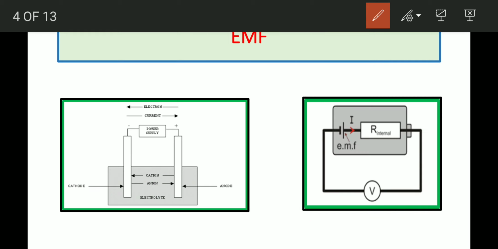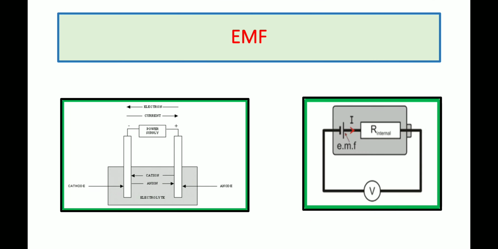There are two factors on which the EMF of a cell depends. First is the material of the electrode and the nature of the electrolyte. And apart from these two, there are no other factors on which EMF depends. There is a term used here which is written R internal, or internal resistance. I will come to this particular topic in a while.